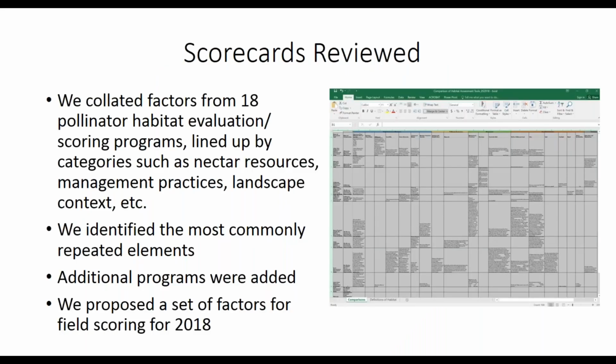So we did review about 18 different habitat assessments and scoring programs. We created a massive spreadsheet. I say we, but actually Claudia in Iris's group has been tremendous at collating everything, and we lined up all the different topical areas, the functional categories, and looked at how all the different scorecards and assessments did measure each of the factors. We then identified the commonly repeated elements. We added some more information as we went, and then we proposed a set of factors in the late spring.